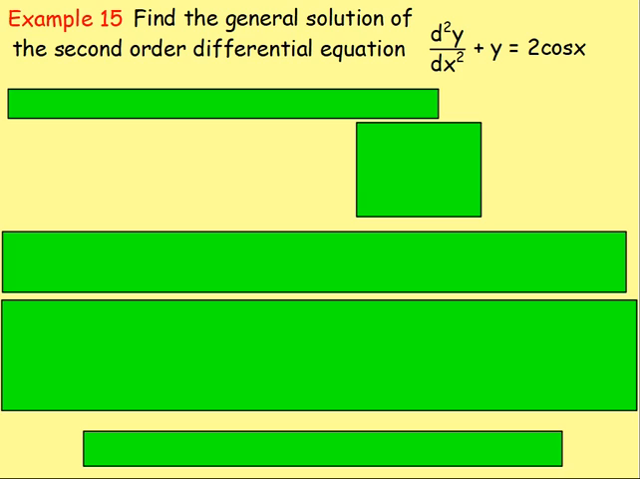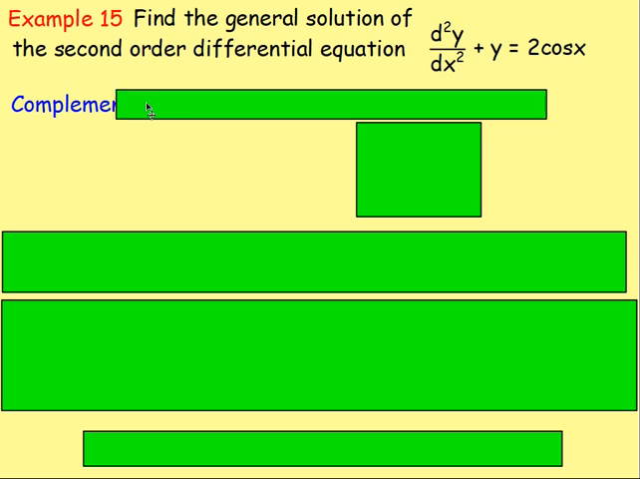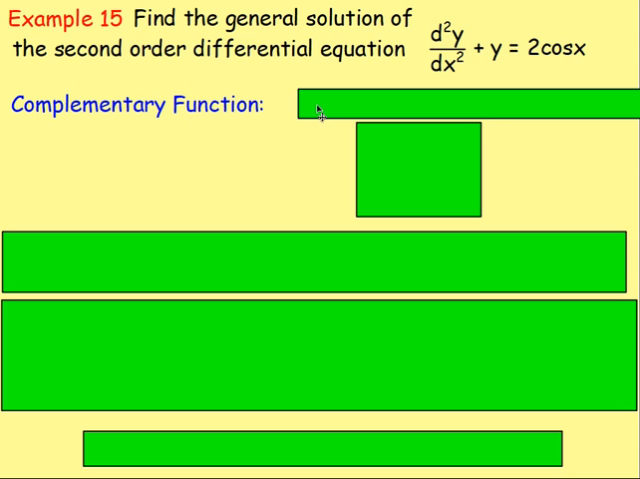Example 15, find the general solution of the second order differential equation d2y by dx squared plus y equals 2 cos x. So, first of all, again, we need the complementary function. So think about the auxiliary equation. For the auxiliary equation, take the coefficients of d2y by dx squared, dy by dx and y. So we've got 1, we'd have 0, and we'd have 1.